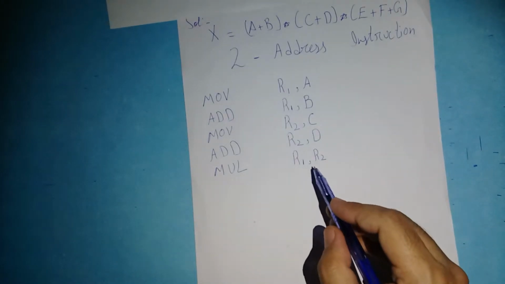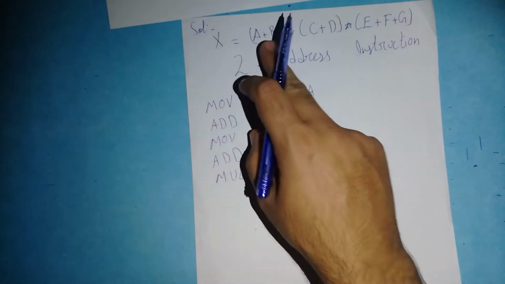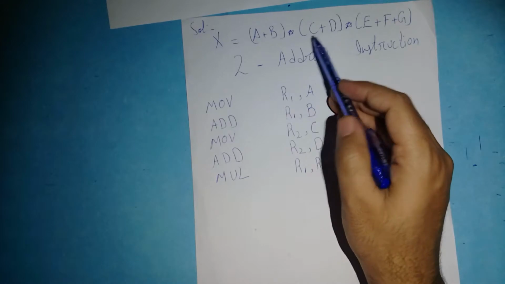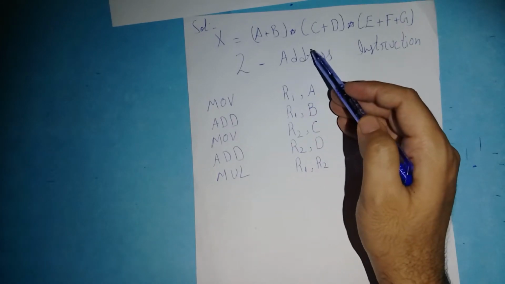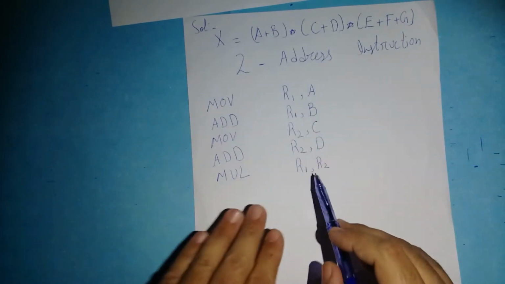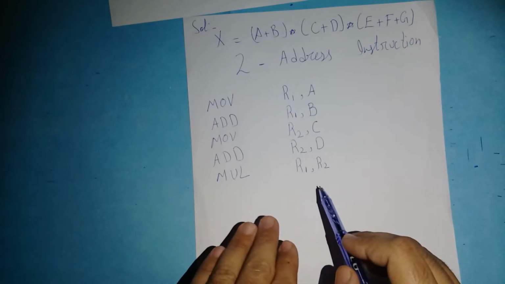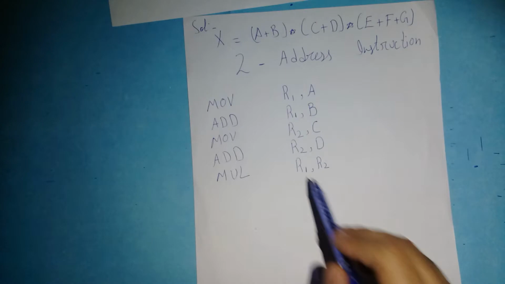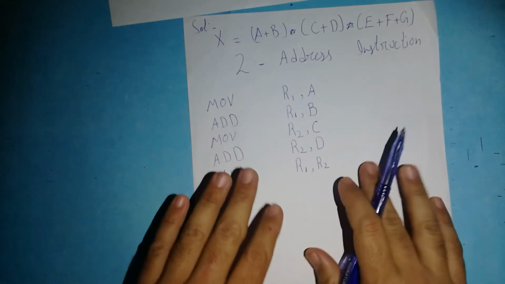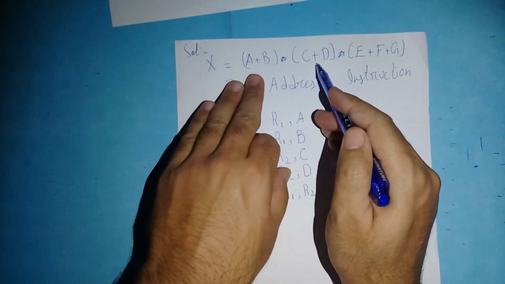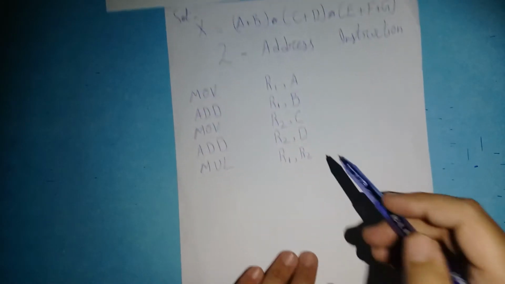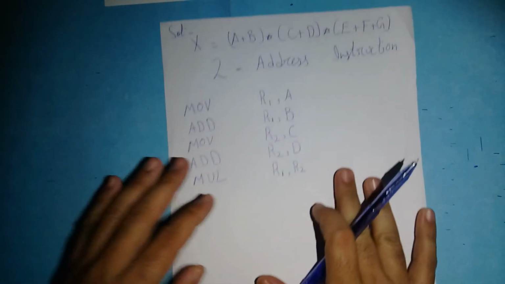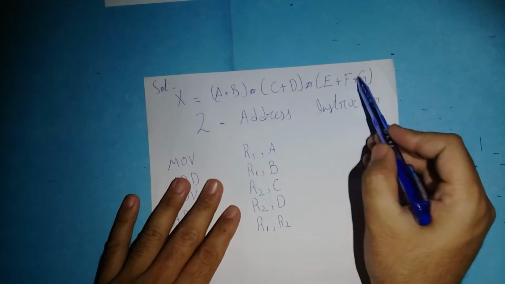So in this line here, the first bracket and the second bracket are multiplied with each other, and the answer is going to be stored in R1, which is register 1. So when you multiply these two brackets, your answer is stored in R1. Now I'm going to solve the third bracket.